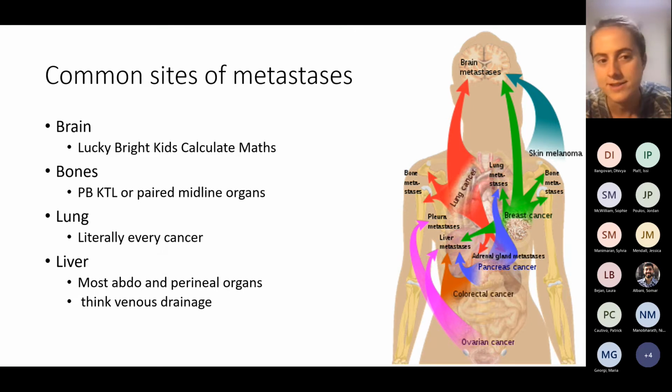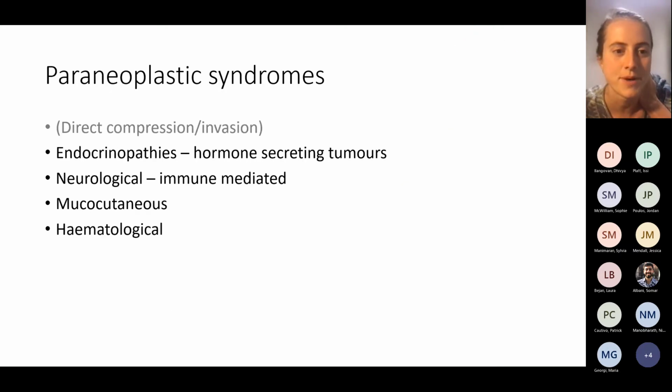Lots of cancers spread to the lung, and the liver. If you think about venous drainage, so like hematogenous spread, a lot of abdominal and perineal organs will metastasize to the liver. Sometimes you come across questions that ask about most likely routes of metastases, but it's quite difficult to find information on. I tried to make a slide for you guys, but it's definitely worth knowing those bits.